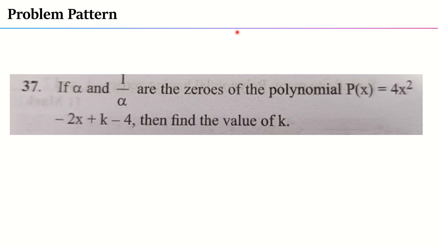So the problem pattern looks something like this. You are given alpha as one of the zeros and its reciprocal 1 by alpha as another zero. This is very much a board problem. It has not quite often appeared, but here and there I can see some problems. But the good thing is this is the simplest pattern, actually. So we'll understand how to do it.